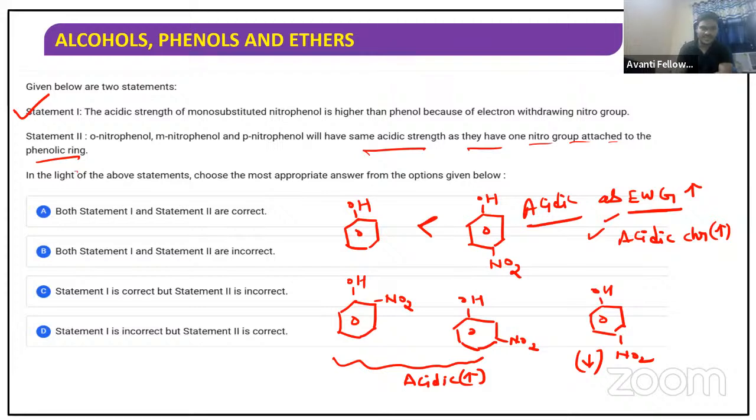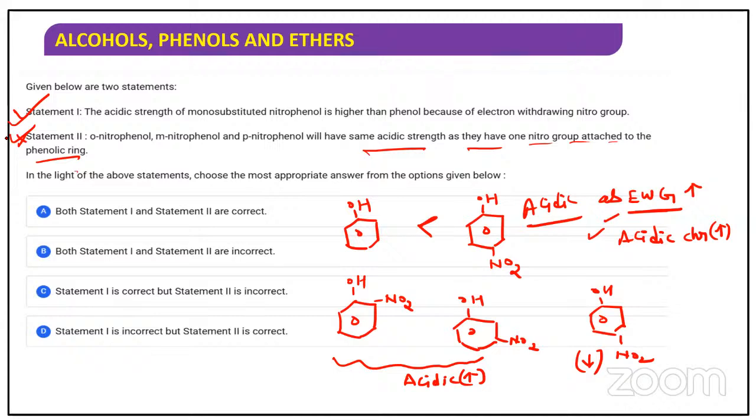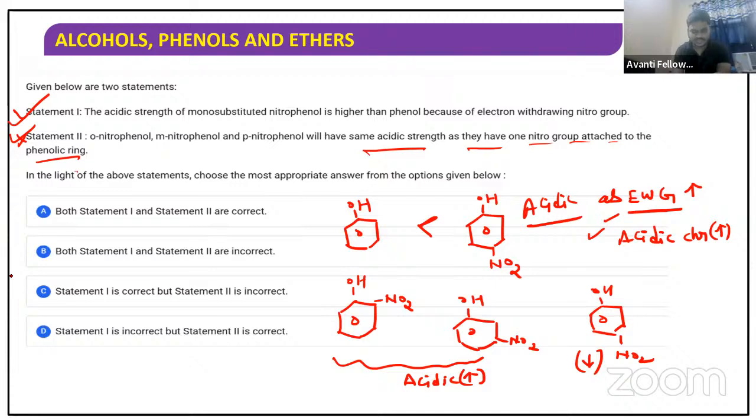So statement 2 is incorrect, but statement 1 is absolutely correct. So we can say that statement 1 is correct, but statement 2 is incorrect. So which option is correct, beta? That is C. So option C is absolutely correct.